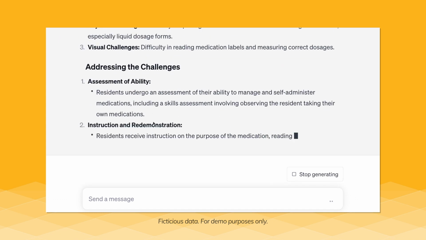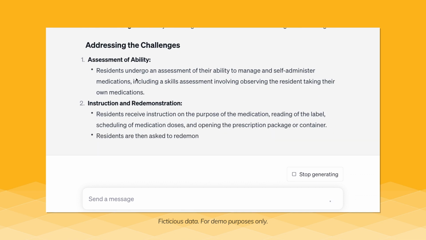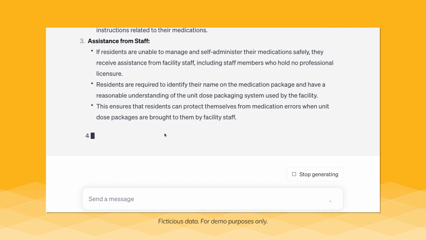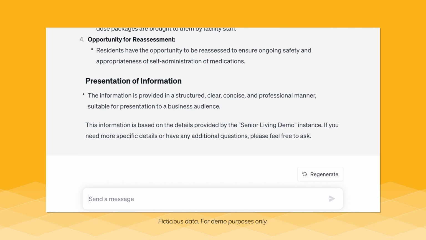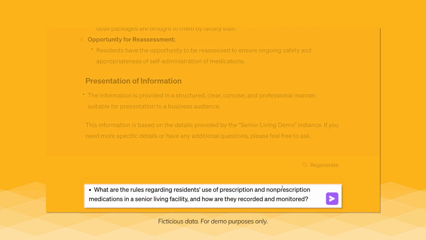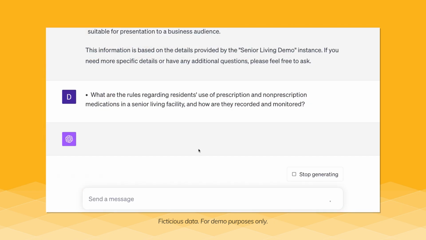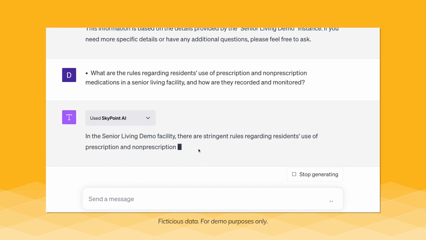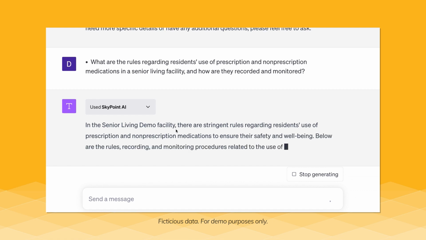Key to knowledge management is understanding what to do and how to do it, and how to address the particular challenge. The third prompt that we're going to ask is somewhat related. What is our policy for prescription, non-prescription medications in our facility? How are we recording and monitoring the use of prescription and non-prescription medications within our specific facility?